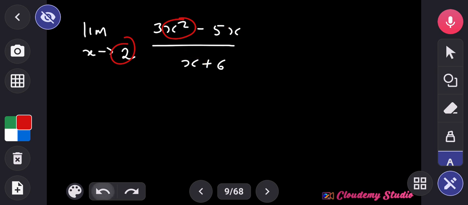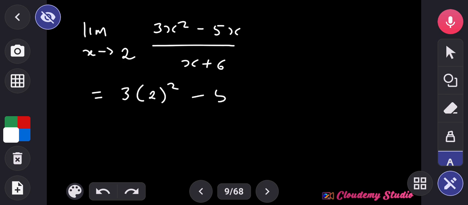Now we are going to be using different theorems. The first theorem is the addition and subtraction theorem, which says that if we see x here and we see x here, we put 2 for both x. The second is the constant theorem, which says that the limit of any constant equals that constant. You understand? So how are we going to go about this? It is going to be equal to 3 into bracket 2 raised to power 2, minus 5 into bracket 2, everything divided by 2, which is our x, plus 6.